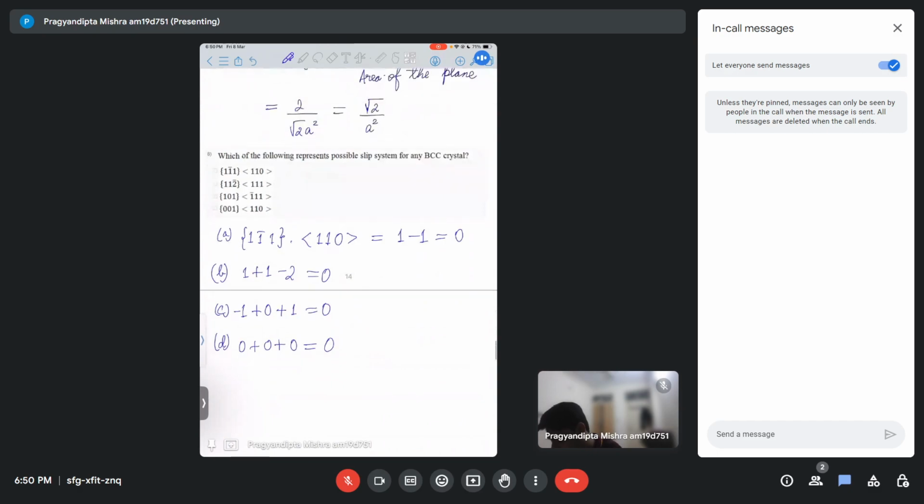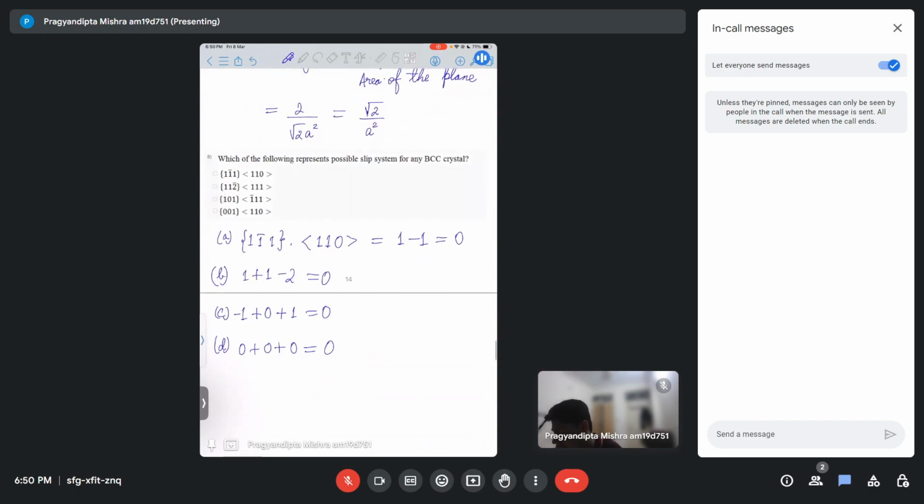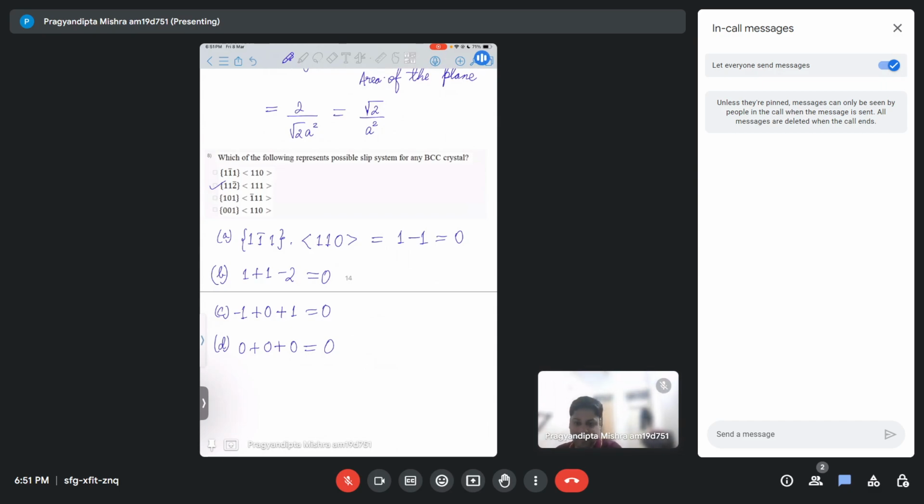So in option B, we have a version of that. We have 112 bar, which is a closely packed plane, and 111, which is a closely packed direction. So B is correct. While in C, we have 101, which is again a correct option because we have 110 as one of the closely packed planes. So 101 belongs to that family only, and 111 family is 1 bar 1 1. So again, that option is also correct. So there are two things you have to always check for.